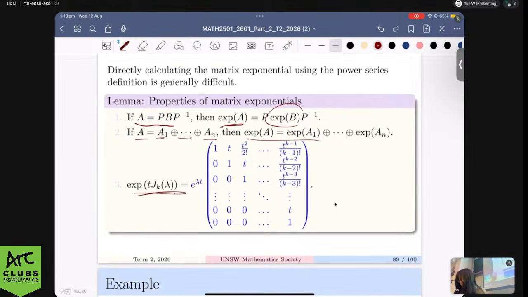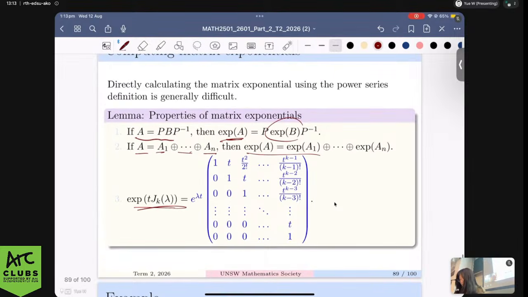And this is just like the exponential of t times the Jordan form J_k of lambda. So this is obviously just a K by K matrix. And then you can just apply the exponential rule to each row. This is similar to what you saw before for the binomial expansion stuff, except now it's exponential, so you apply it like a Taylor series. But yeah, this is pretty intuitive.